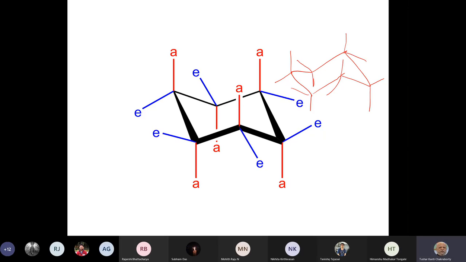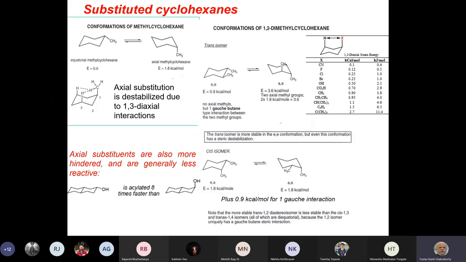The conformation for these compounds, the unsubstituted one, we have seen previously. If you have a substituent, it tries to occupy an equatorial position. We have said that it is more stable, because in the axial position you have something called 1,3 diaxial interaction. For a methyl group that destabilizes the system by about 0.9. You have two of them, so it is 1.8 kilocal per mole. So it tries to occupy the equatorial position.